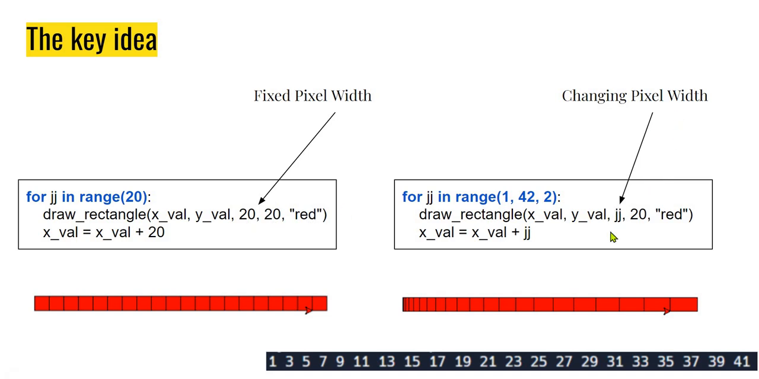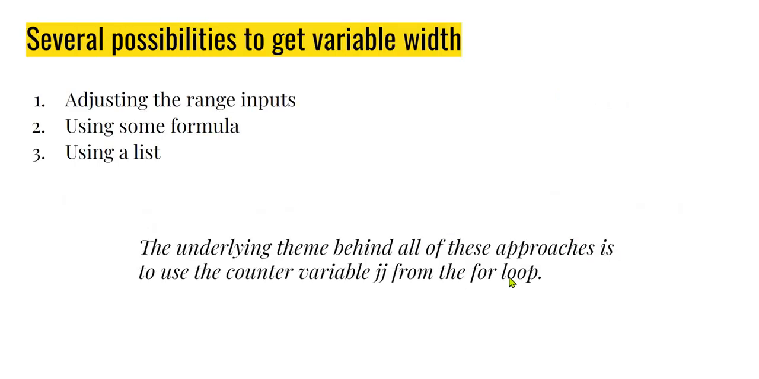And it's quite easily done by making use of this counter variable. Now remember, the for loop comes with this variable. So if I could make the width a function of this counter variable, then I'll have done it. Interestingly, there are at least three ways of doing it. One is that I can change the input range like I've done in the previous example. Next, I could use some formula or I could use some list. But like I said, the underlying mechanism behind all of these is to use the counter variable from the for loop. Let's see how this is all done.